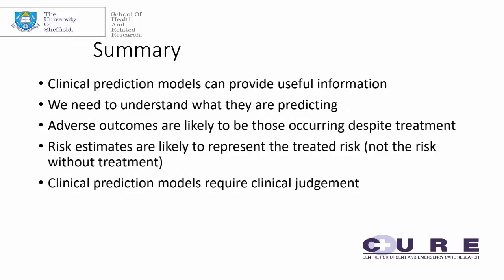But in summary, I'd suggest that clinical prediction models can provide useful information, but we need to understand what they are predicting. We need to understand that the adverse outcomes they're predicting are likely to be those that occur despite treatment, and we may not be predicting the adverse outcomes that were prevented by treatment. The risk estimates they generate are likely to be the treated risk, not the risk without treatment. And so all that means that when we use clinical prediction models, we need clinical judgment.